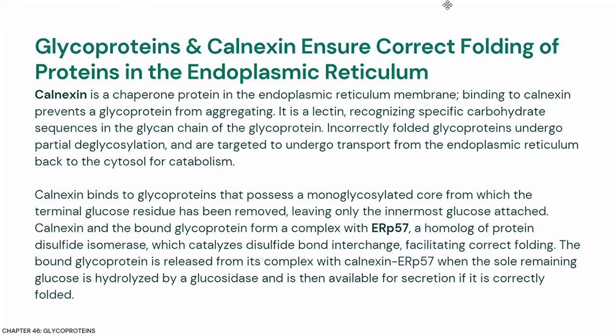Proteins, glycoproteins, and calnexin ensure correct folding. So remember when you said this, calnexin, oh, here it is. Calnexin is a chaperone protein. And the function of a chaperone protein is to ensure correct folding of the protein. Otherwise, if it is incorrectly folded, it is not excreted out, but goes into the cytoplasm and then it is destroyed there in the cytoplasm back into amino acids.